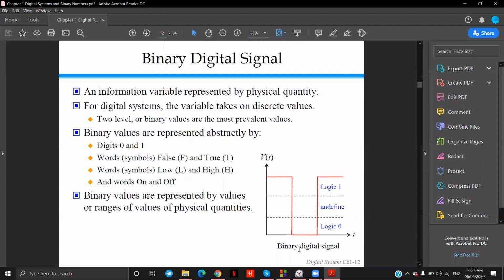Binary values are represented by values or ranges of values of physical quantities. So here we see that this is our logic 1 and this is our logic 0. But here this is our logic 0 and this is our logic 1. Here this is logic 1, this is logic 0. But the transition period from 1 to 0, or the transition period from 0 to 1, is known as the undefined region.